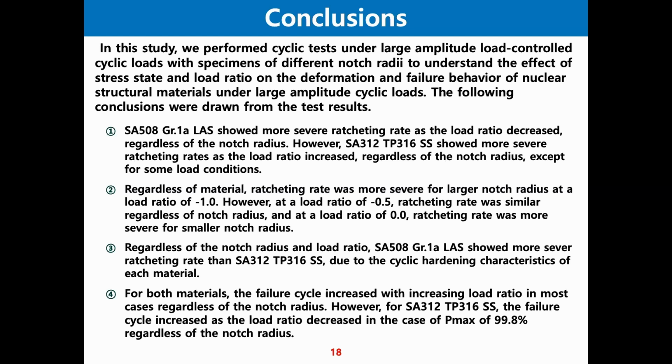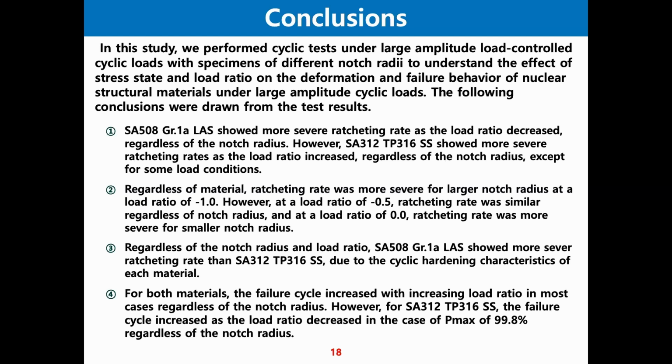Second, regardless of the materials, the ratcheting rate was more severe for the large notch radius at the load ratio of -1. However, at the load ratio of -0.5, the ratcheting rate was similar regardless of notch radius. And at the load ratio of 0, the ratcheting rate was more severe for the smaller notch radius. Third, regardless of the notch radius and load ratio, SA5 grade 1A roller steel shows a more severe ratcheting rate than SA312 TP316 stainless steel due to the cyclic hardening characteristic of each material.